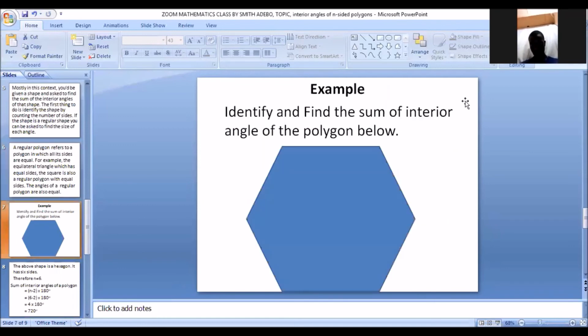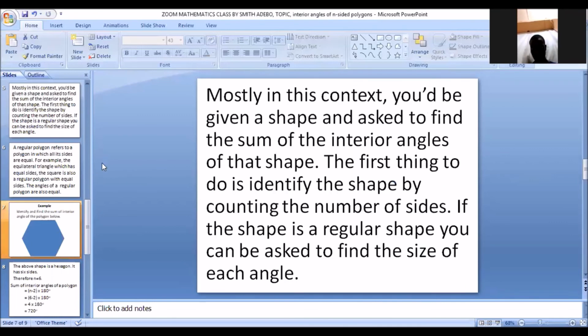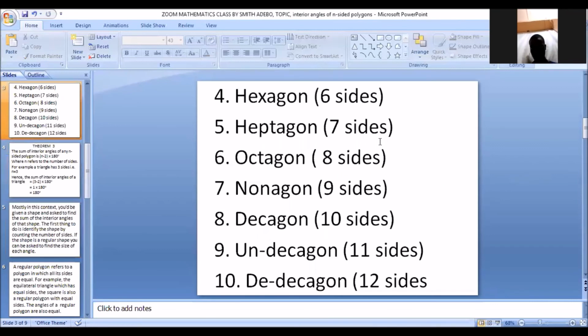Now, a shape was given and you're asked to identify it and find the sum of interior angles of that shape. The first thing I said we should do is to count the number of sides. Now, let's count. This is 1, this is 2, this is 3, this is 4, this is 5, and this is 6. I go again: 1, 2, 3, 4, 5, 6. The number of sides of this shape is 6 sides.